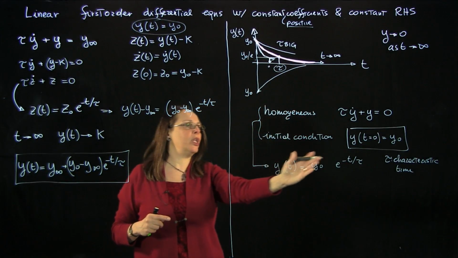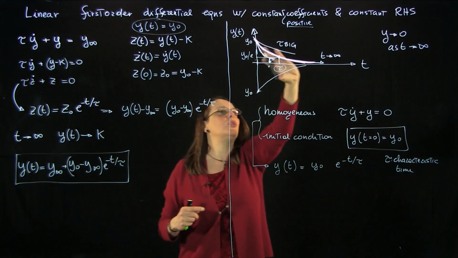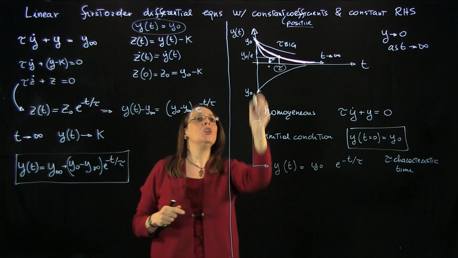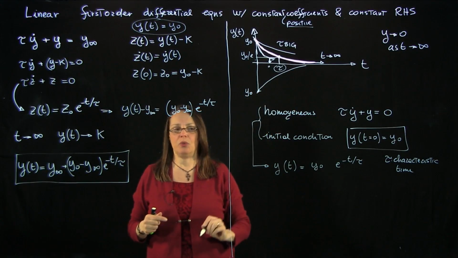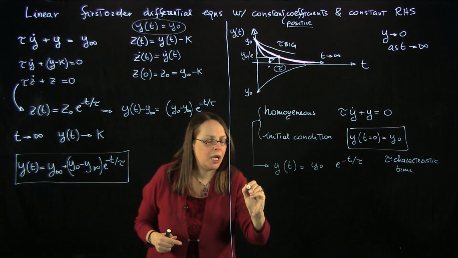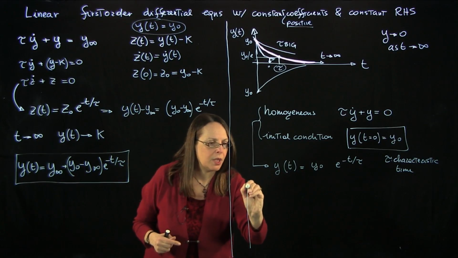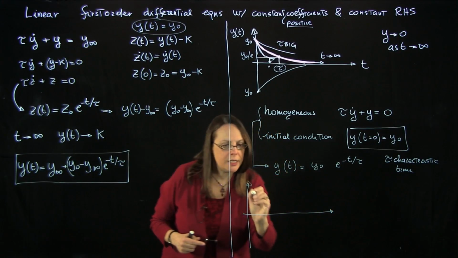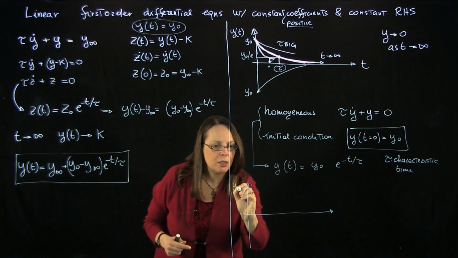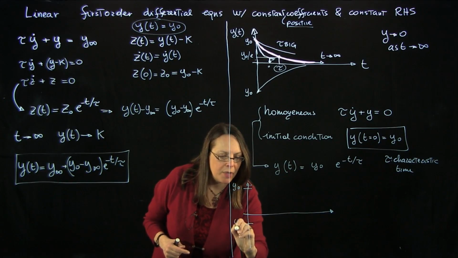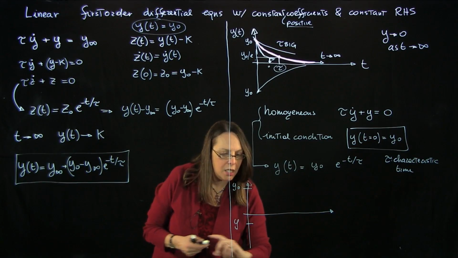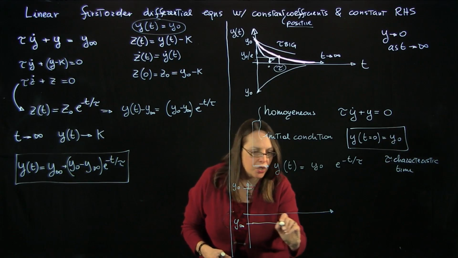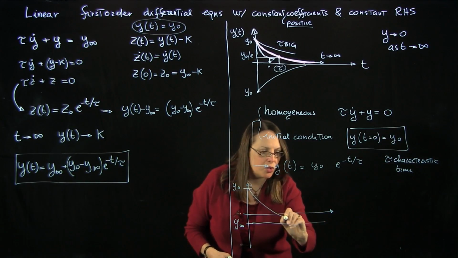In the homogeneous equation, the right-hand side is 0, so y goes to 0 as time goes to infinity. In this equation here, the right-hand side is y infinity, so y is going to go to y infinity as time goes to infinity. So if I want to do the plot for the inhomogeneous equation, say that this is y0 and this is y infinity. They can be on the same side or on different sides, it doesn't matter. The function will go to y infinity as time goes on.